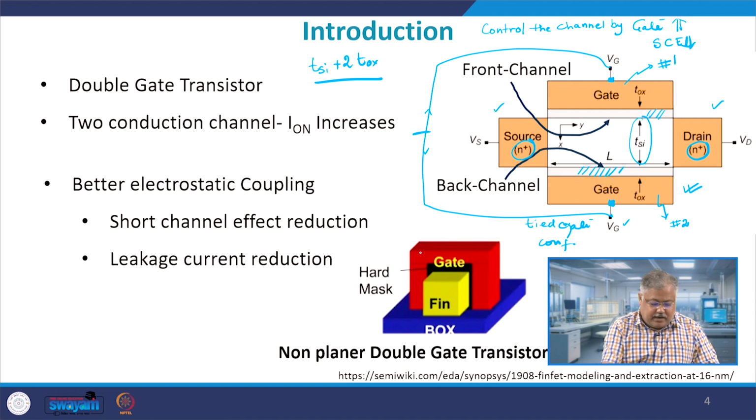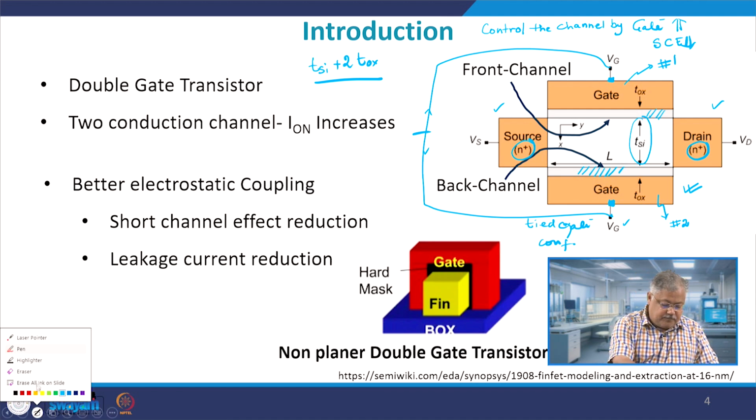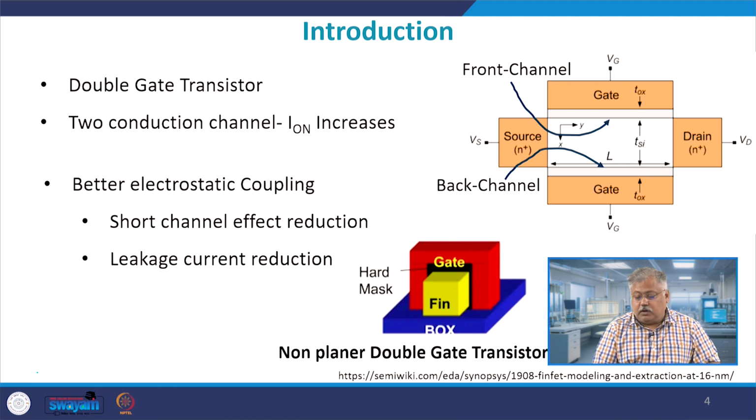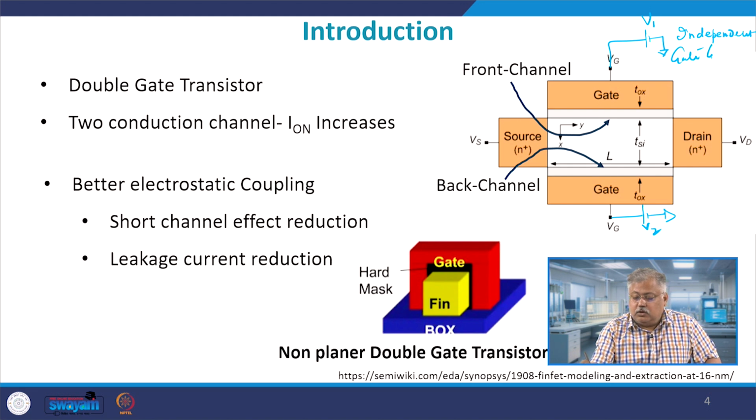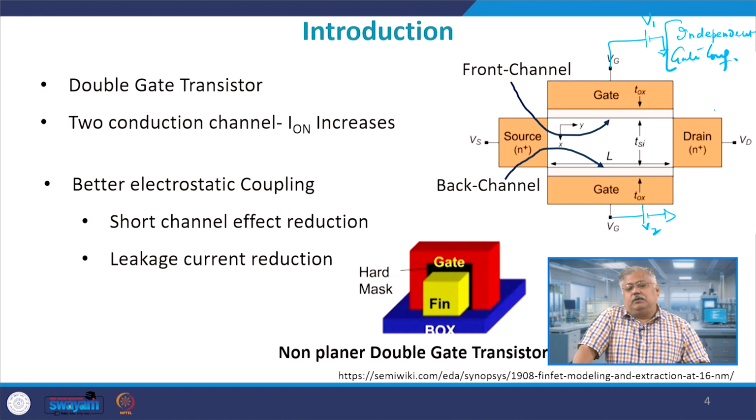And if you want to have an independent operation, then you give a bias here, and you give a bias here, and these biases may be independent. So, V1, V2 and so on and so forth. This is known as an independent gate configuration. So, you can use both of them, but in most of the cases we use the tied gate configuration.